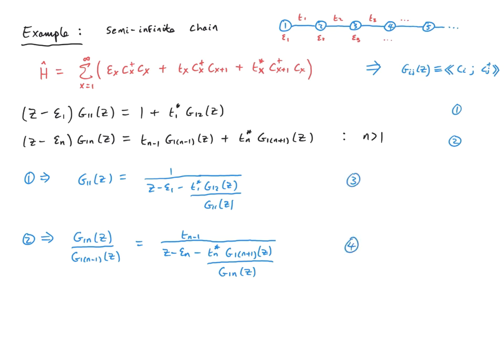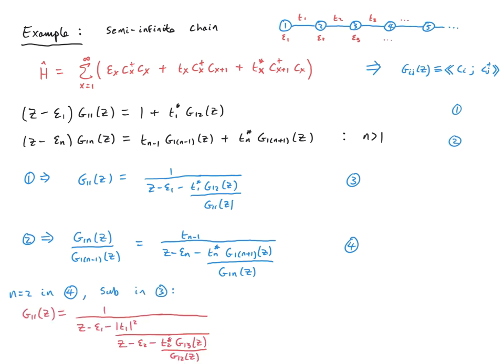In fact, this is now all we need to form a continued fraction representation for our terminal Green's function G11. In particular, if I choose n equals 2 in equation 4, then I'll obtain G12 over G11, and that is precisely the object downstairs here in equation 3. Substituting that in equation 3, I obtain the following.